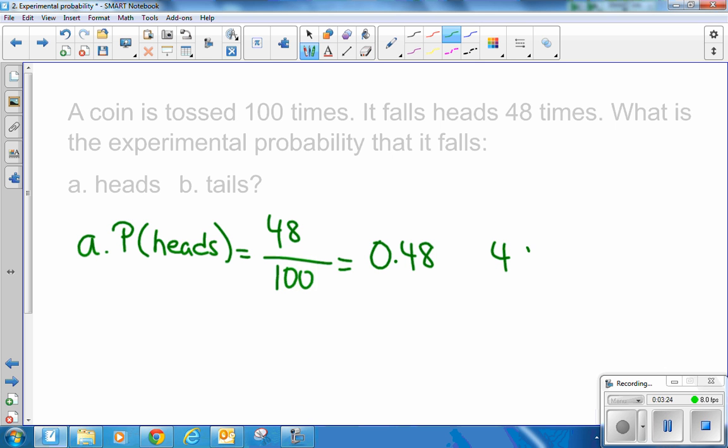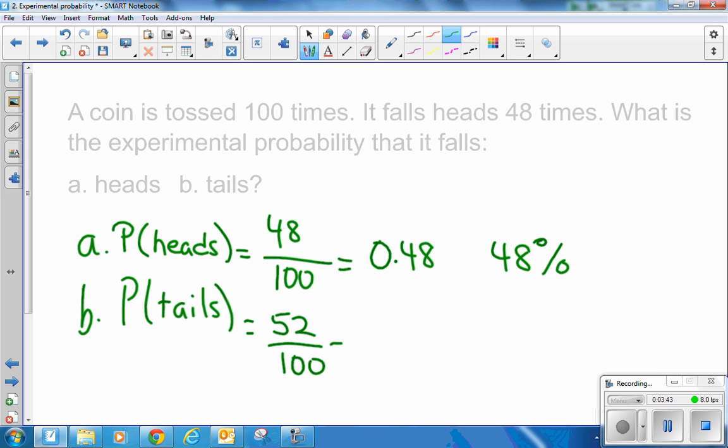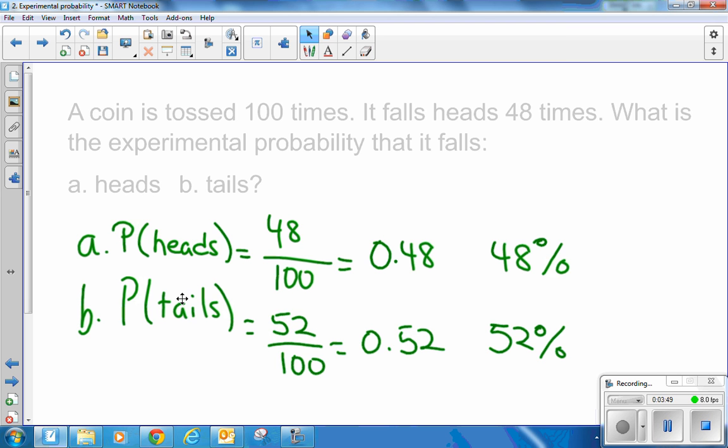Or remember, you can write it as 48%. And B, the probability of getting tails in an experiment, so we are going to have the rest of them, which is 52 divided by 100 equals 0.52 or 52%, and that's the experimental probability.